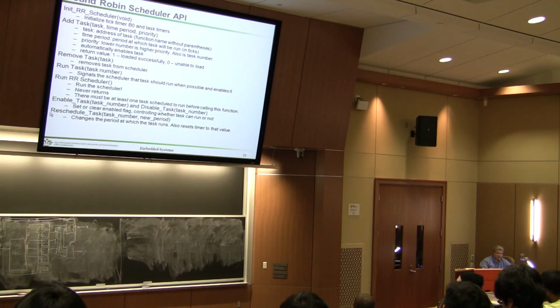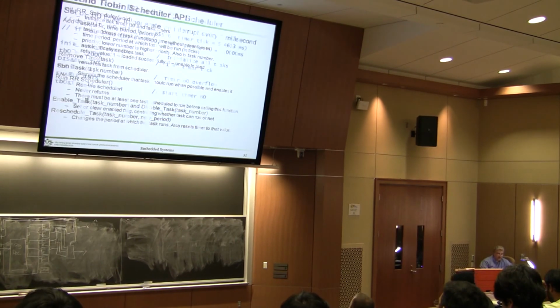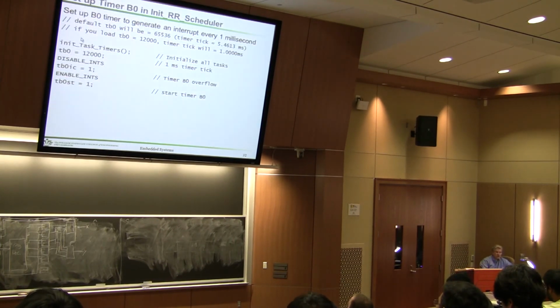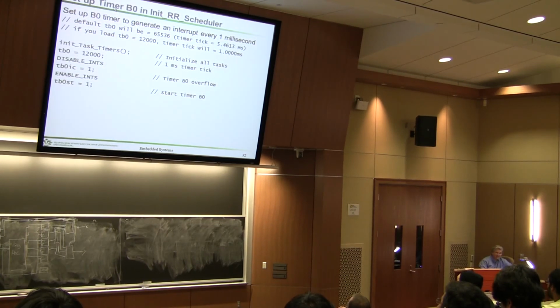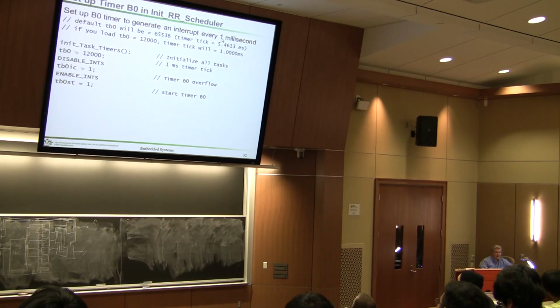You can enable tasks and disable tasks, and then of course run them. So let's take a look at an example of this. Oh, by the way, we might want to set up a timer. I need to change this slide. We can set up a timer that will generate an interrupt every 1 millisecond, right?